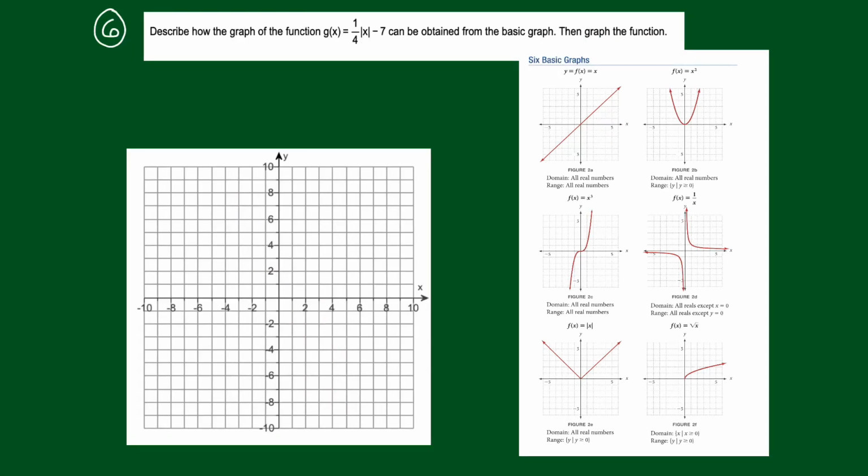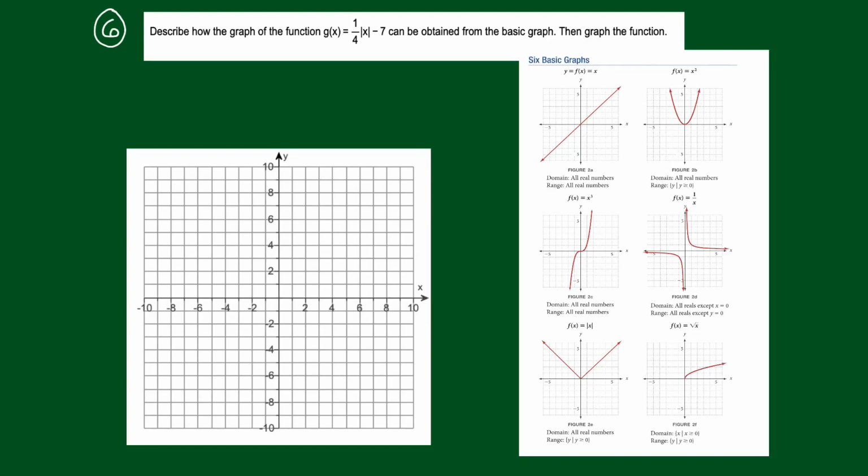In number 6, we want to describe how this function here, 1/4 the absolute value of x minus 7, can be obtained from the basic graph. Now, this is an absolute value. So absolute value is this one right here. So can you see what we're going to do? First of all, it looks like we're going to drop it down 7, and then we're going to shrink it or compact it by 1/4.